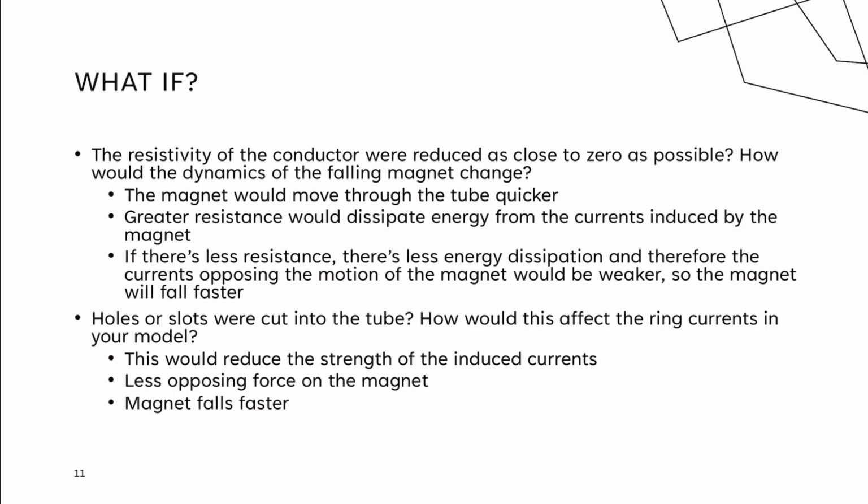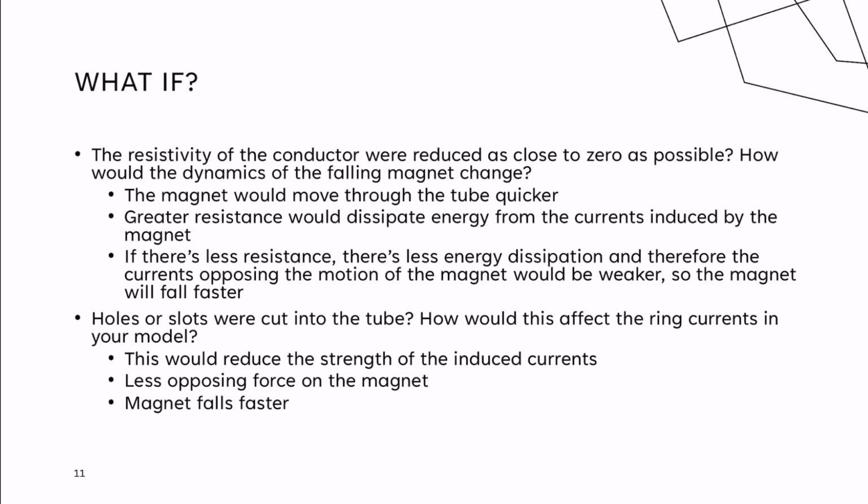So what if the resistivity of the conductor were reduced as close to 0 as possible? This would cause the magnet to move through the tube faster, because greater resistance would dissipate energy from the currents induced by the magnet. If there's less resistance, then there's less energy dissipation, and therefore the currents opposing the motion of the magnet would be weaker, so it would go faster.